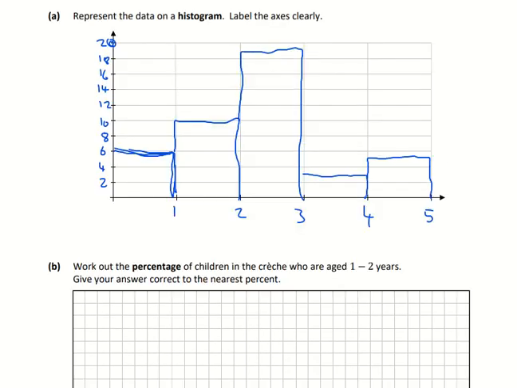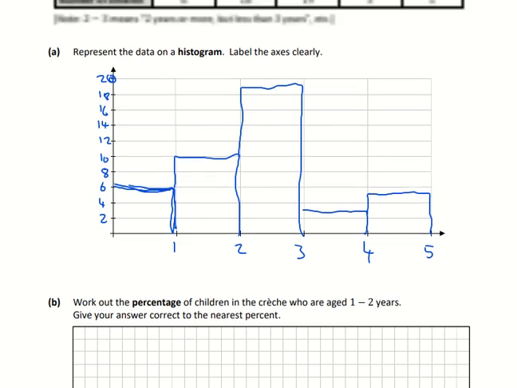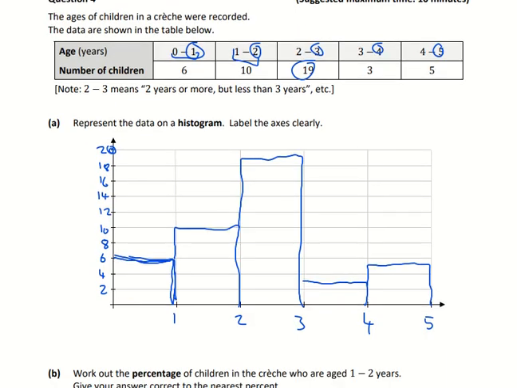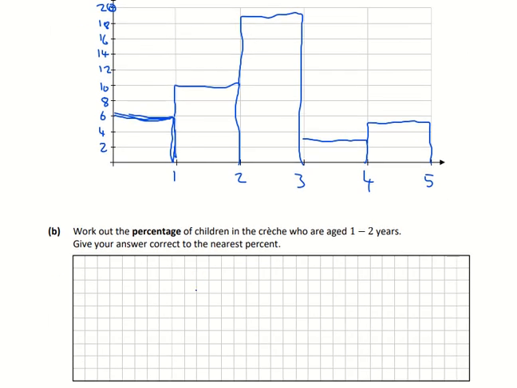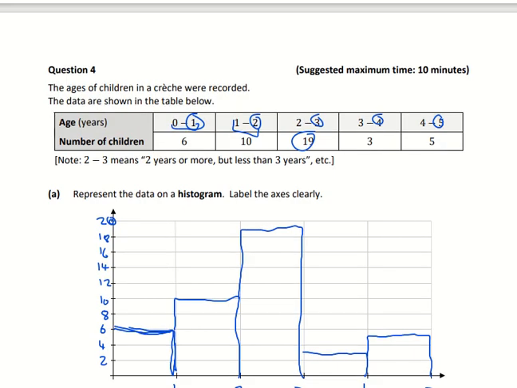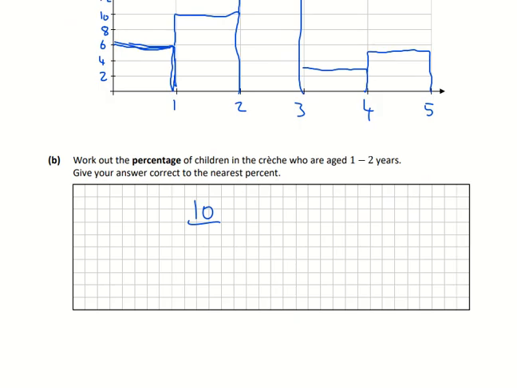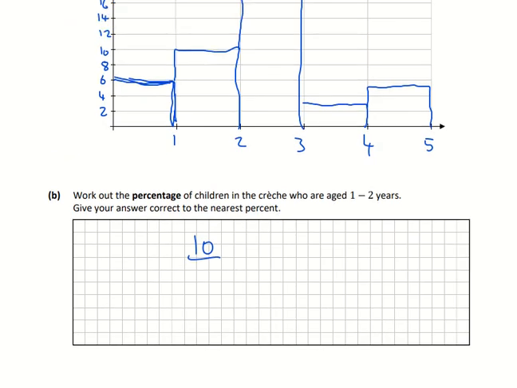Work out the percentage of children in the creche who are aged 1 to 2 years. Give your answer correct to the nearest percentage. So 1 to 2 years, there's 10 of them. So we'll write down 10. I'm going to put it over the total amount of children. And there's 43 altogether if you add them all up. So if you add up all the frequencies.